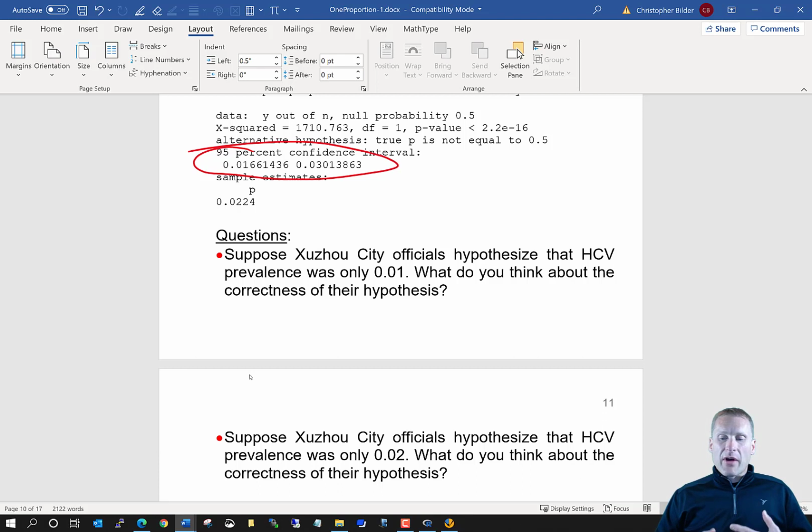Suppose officials hypothesized the prevalence was 2%. What do you think about the correctness of this hypothesis? Well, this goes back to what we've done before with other confidence intervals. In this case, 2% is inside the interval. So yeah, it could be 2%, but it could be something else. So what I would say here is that there's really not sufficient evidence to indicate that what the city officials think is wrong.